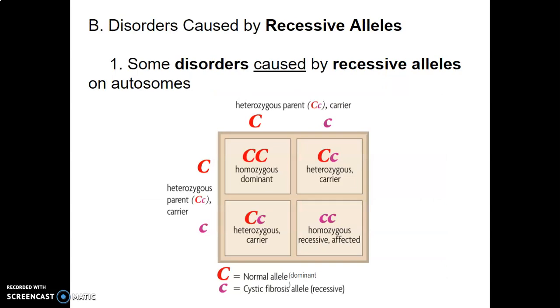Now, when we look at disorders, we call them either recessive disorders or dominant disorders. Some disorders are caused by recessive alleles on autosomes. This is actually most of them. So let's look at this Punnett square that we have here. Remember, recessive doesn't mean it's weaker, doesn't mean anything like that. It just simply means that if the dominant, signified by a capital letter, and the recessive, signified by a lowercase letter, are in that allele pair, the dominant one is going to be seen.